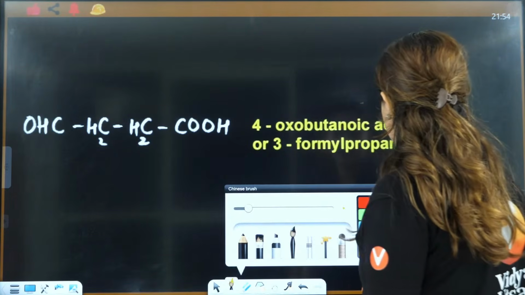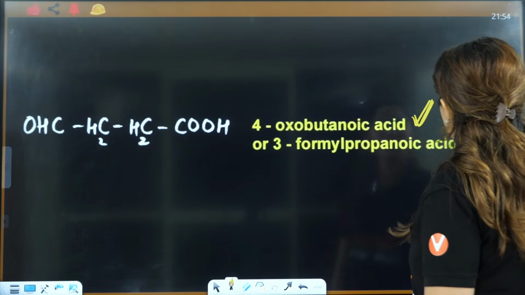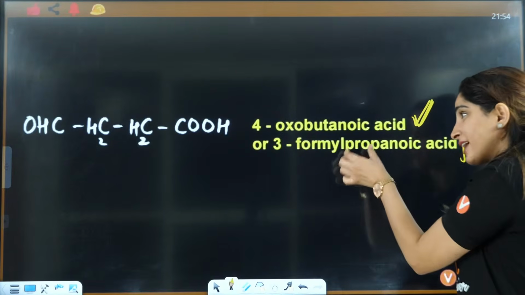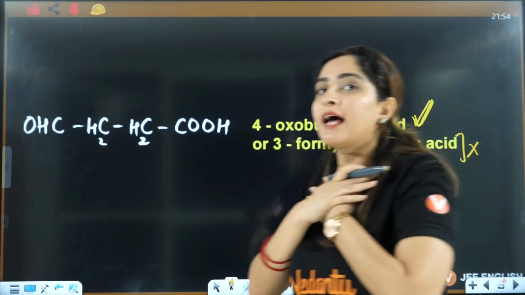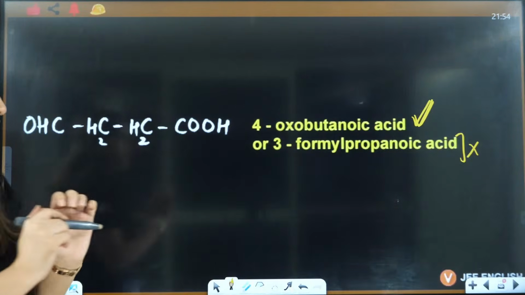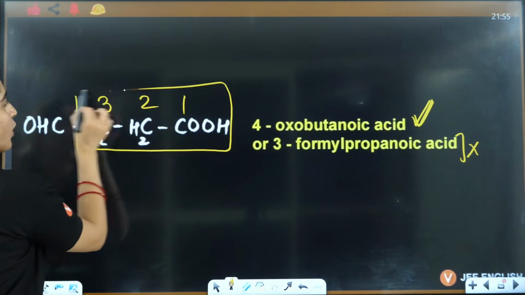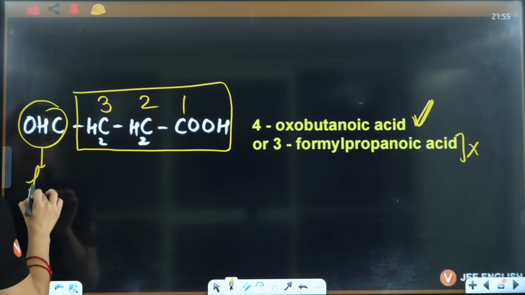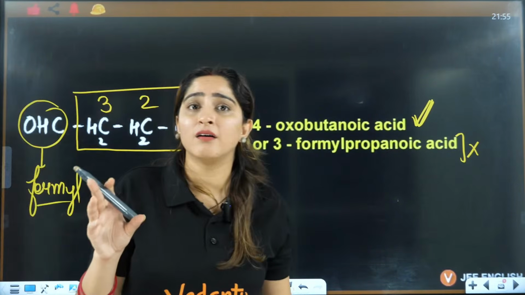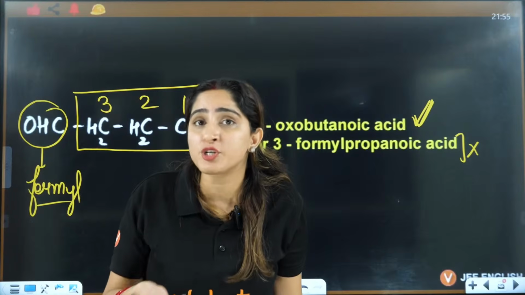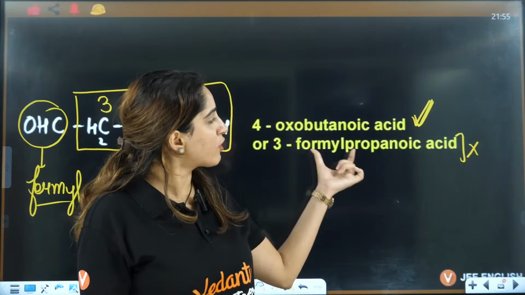This one you can say, but I will prefer this one only. This one is not preferred, but if it is written, it means the same thing. Understand one thing: if I want to write the IUPAC name, I would want the longest chain, so I will choose this one. But if I choose 1, 2, 3, then this will become propanoic acid and this will become formyl. I would never choose a shorter chain if I have the option of choosing the longer chain. So 3-formylpropanoic acid.